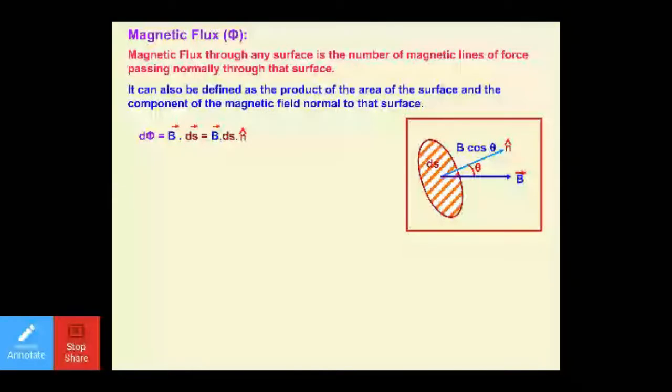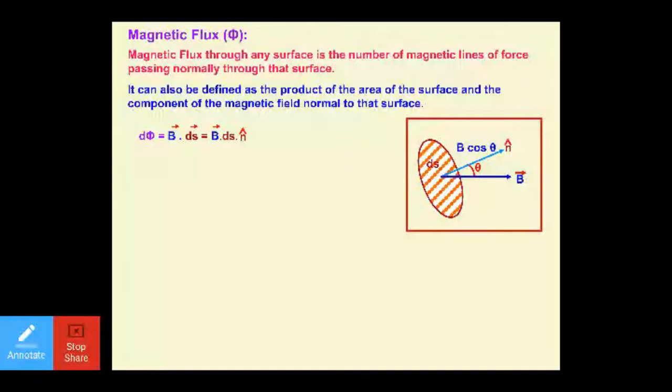Now, why I'm writing ds and B in vectorial notation is because you already know that the field is a vector quantity, and the second important thing is that the surface area is also a vector quantity because it is directed along the direction of the normal. So here we'll be writing vector dot vector. And you already know vector dot vector is a scalar quantity. So one thing needs to be very clear, that the magnetic flux is a scalar quantity, dear students. Furthermore, the direction of ds is along the normal to the surface, and n cap is the unit normal vector.